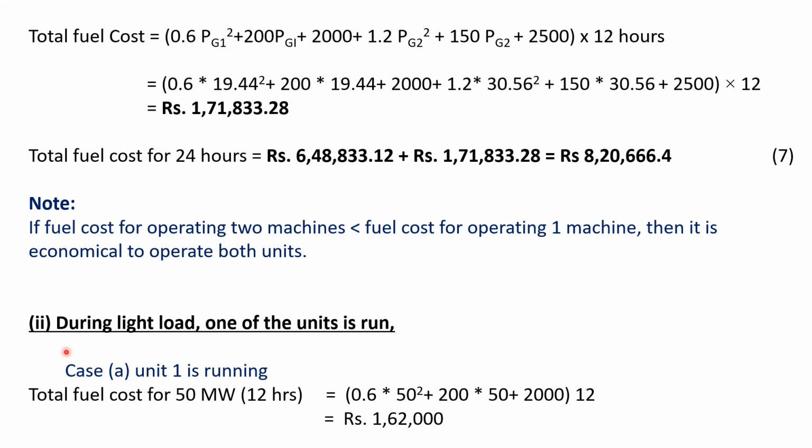So in question number 2, during light load condition, one of the units is running. I am considering here two cases. Case A, unit 1 is running. Case B, unit 2 is running. First considering case A, unit 1 is running alone and unit 2 is off. In the total fuel cost equation for 12 hours, only unit 1 is running, so I consider the C1 equation, substituting Pg1 as 50 megawatt for the 12 hours period. So the cost is rupees 1,62,000.